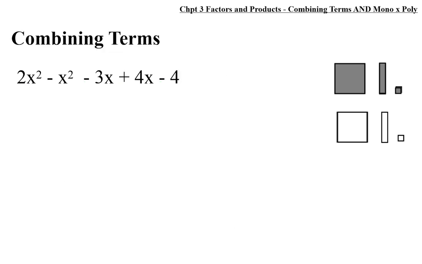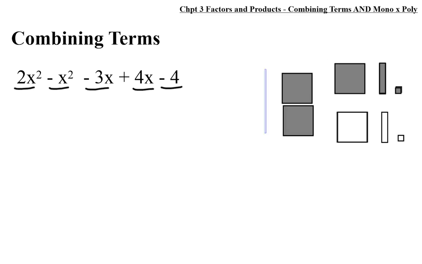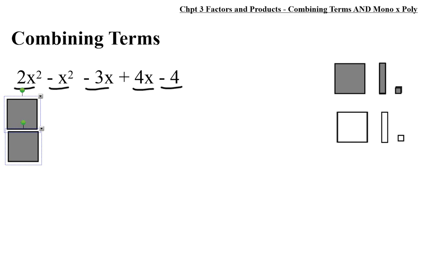Let's take a look at another one. 2x squared minus x squared minus 3x plus 4x minus 4. Well, if I wanted to show this with tiles, I have 1, 2, 3, 4, 5 terms. Start with, I have 2x squareds. There's my 2x squareds. That's what that term is. Then I have a negative x squared. A negative x squared term. So we do what? I don't need to put a subtraction sign in. I don't need to say subtract an x squared.